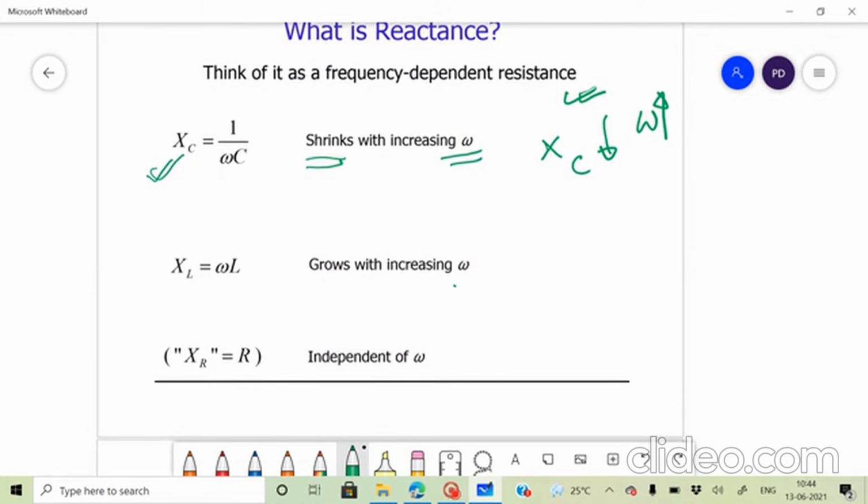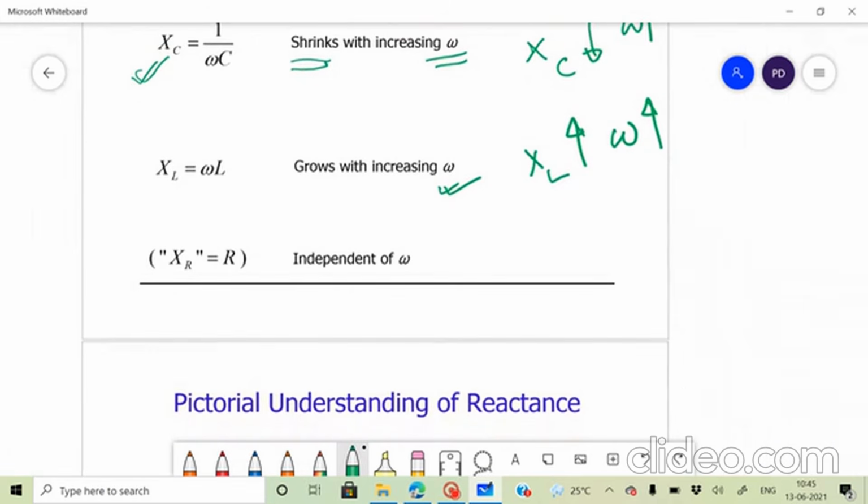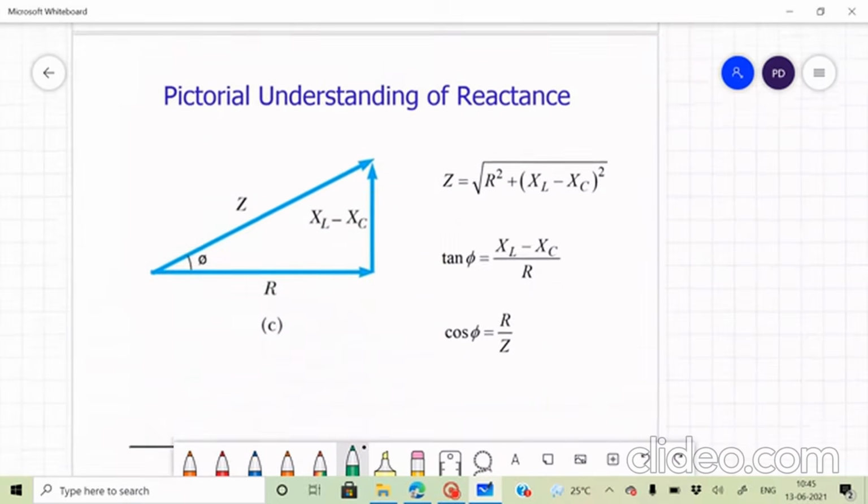In the case of the inductor, XL, the reactance offered by the inductor, is equal to omega L. XL increases when omega increases. So there are differences between XL and XC, and that will help you answer the question of why there is a negative sign between XL and XC in the expression for Z, the total impedance. And in the case of a resistor, it is independent of omega. Okay, this slide is very important for you to take note of.